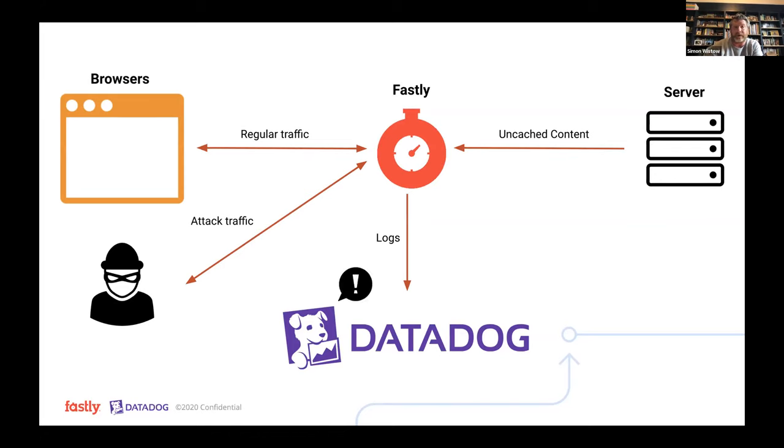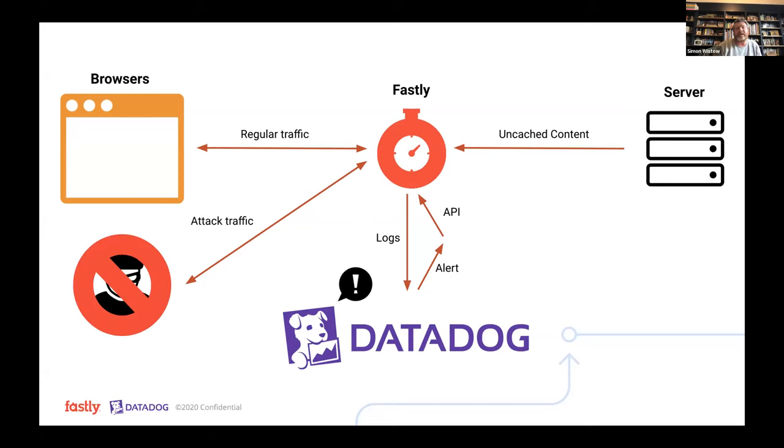Datadog notices something and then generates a message which goes to a system which then calls Fastly's API. And then with Fastly's API, you could do something like add the attacker's IP address to a block list, or just return them an error, or do something even cleverer, like maybe slow down their connection, or just send them back garbage traffic. But either way, they stop being able to attack Fastly, and that bad traffic never gets back to your server.